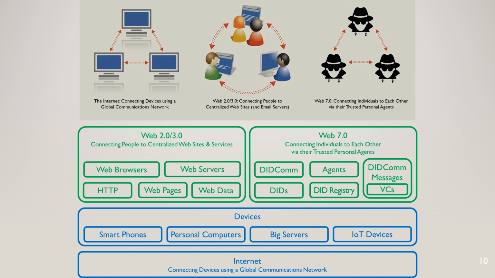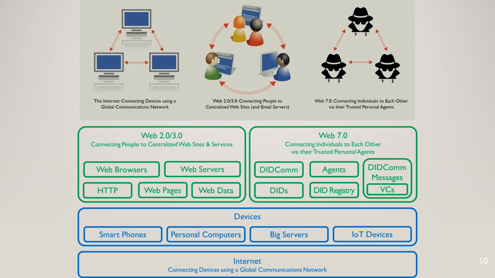So looking at this kind of block diagram, you see that Web 7.0 and Web 2.0, 3.0 are different and separate. And they run on devices that are connected to this global communications network at the bottom. So Web 2/3.0 has web browsers, web servers, HTTP protocols, web pages, web data, all the things you've come to know and love about the web, the World Wide Web.